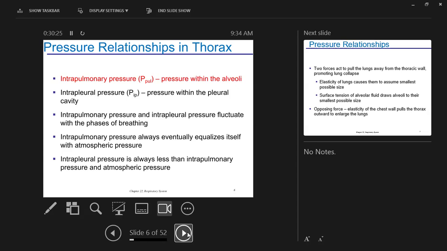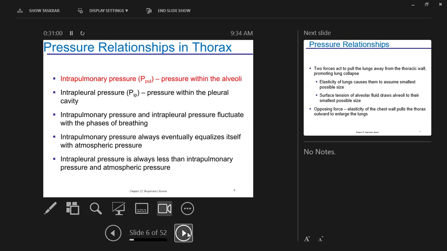What is the pressure inside the pleural cavity? So we have pressure inside the alveoli pushing out. We have pressure in the pleura pushing in. The intrapulmonary pressure, the pressure in the alveoli, will tend to be equal with the outside air. So the air pressure in the lungs as the air moves in and out will be the same as we have right here.